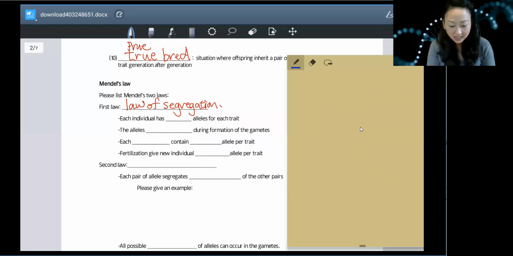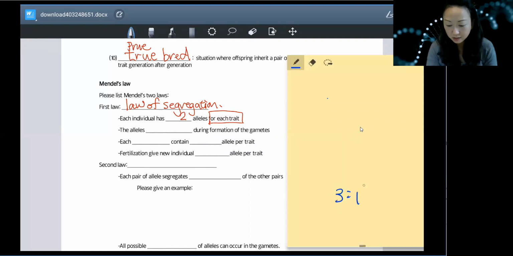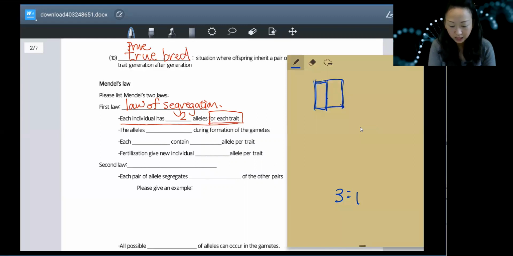He realized that for every trait, how many alleles are there? For every gene, you have 2 alleles, as we've talked about, but he figured this out through math. He's like, the only way I can get that 3-to-1 for this trait of being tall is if each pea plant has 2 alleles that contribute to the final trait. So each individual has 2 alleles for each trait.